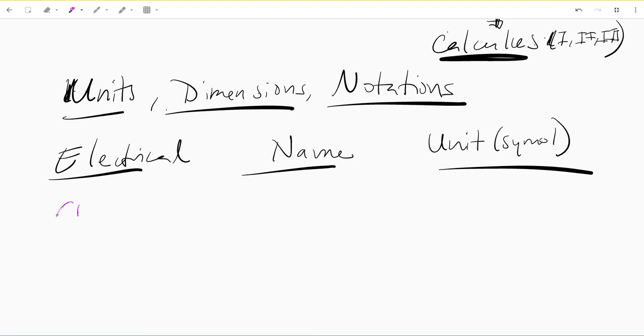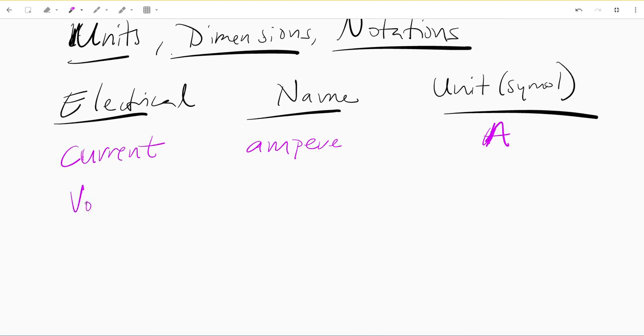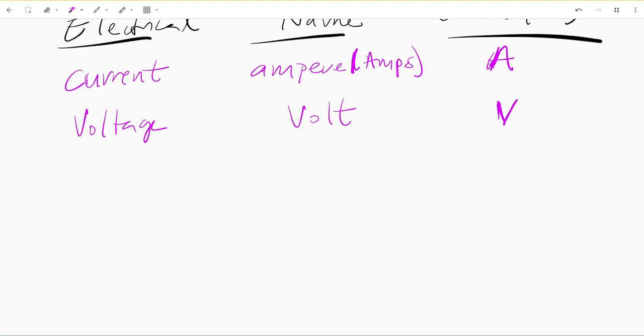So to begin, we have current, and this is called amperes, and the unit is A. And then voltage. The name is volt, and the unit is V. We have resistance. The name is ohm, and the unit is this horseshoe type of looking symbol.